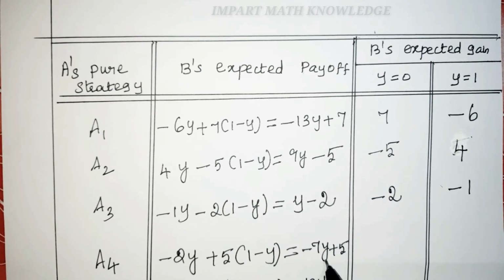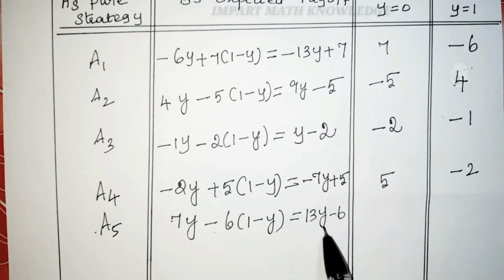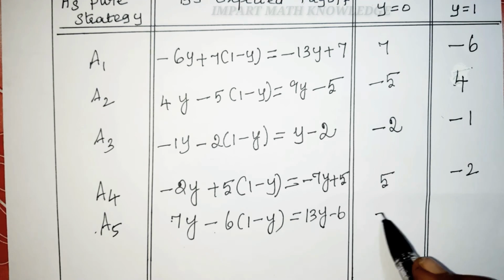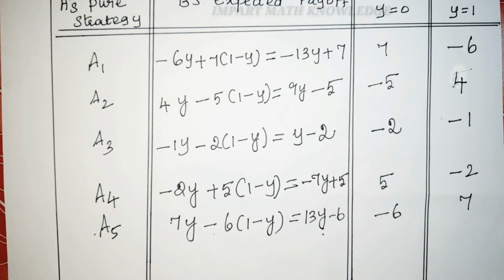Now in the next value, put y is equal to 0, you will get 5. Put y is equal to 1, you will get minus 2. Now, if you put y is equal to 0 here, you will get minus 6. If you put y is equal to 1, you will get 7. Now you have to plot these points in the graph.